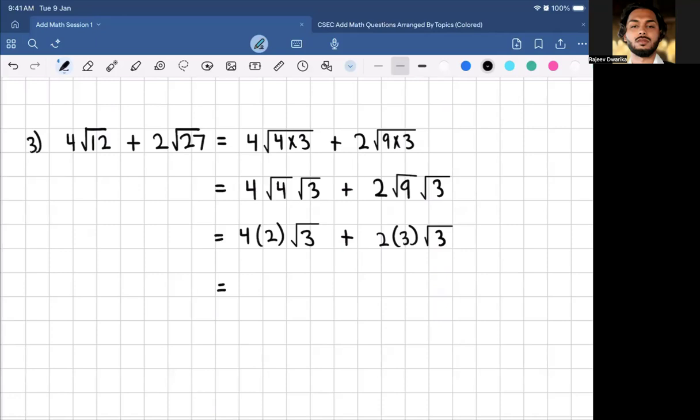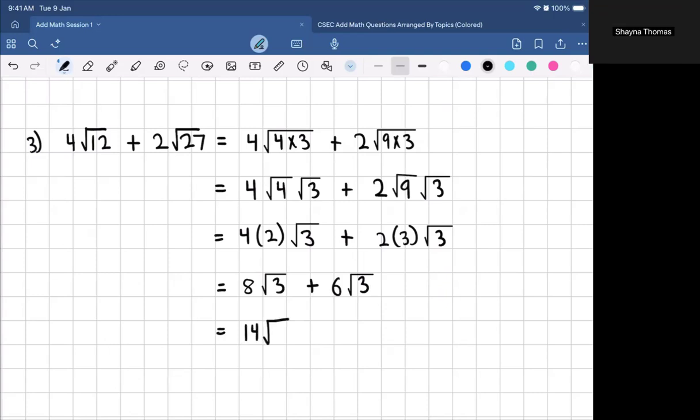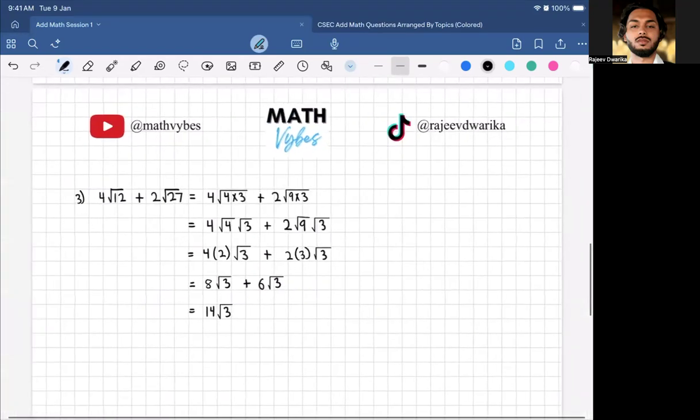Right? What is 4 by 2? 8. Right? 8 root 3. 3 by 2 is? 6. Right? 6 plus 8? 14. Right? So we end up with 14 root 3. Easy, right? So this is very easy.